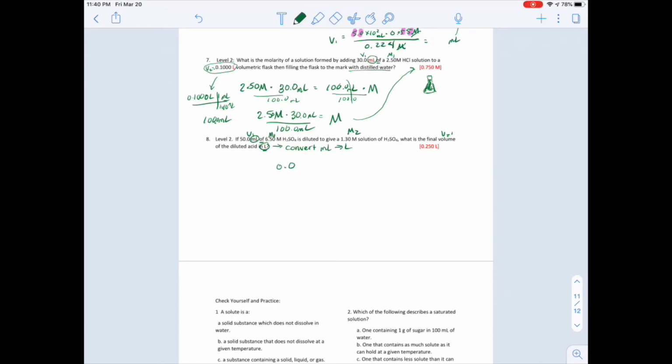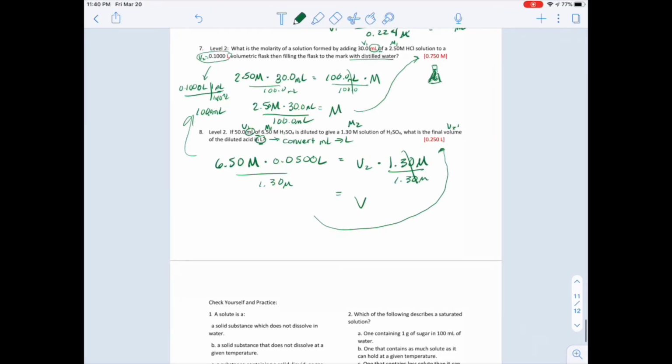Can you do it in your head yet? You do it the same way as up here. You should get 0.050 liters. That's my volume, times my 6.50 molarity equals my volume 2 times my 1.30 molarity. Divide both sides by 1.30 molarity. Those numbers cancel, and when you plug it into the calculator, you're going to get this number over here. Notice that it's to 3 sig figs. You can pick out any of these. All of these had 3 sig figs.